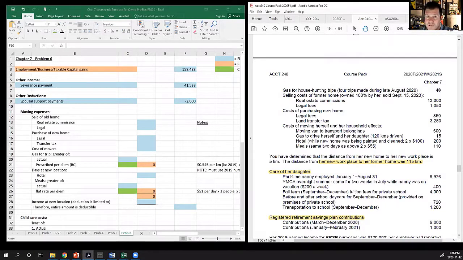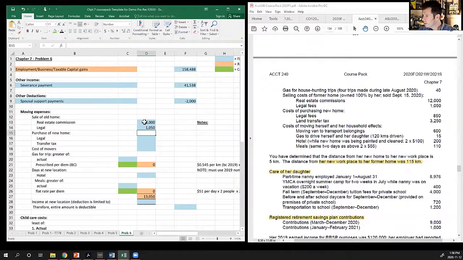Right, because for the sale of the former home, whatever the expenses were, you would split in some proportion between the two spouses. So here we have real estate commissions and legal fees. Both of those are perfectly deductible. So I'm going to punch those in, and I'll punch in 1050. Expenses associated with selling of the former home.